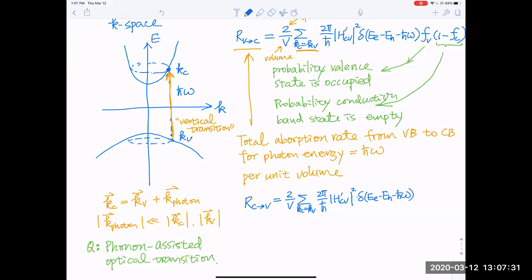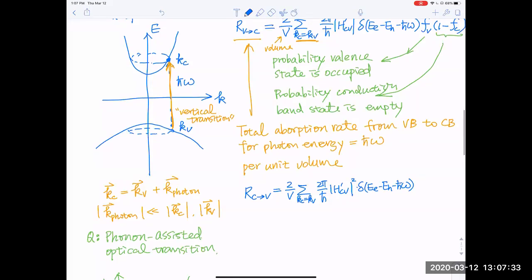Now the occupation probability will be the opposite. In order for emission to happen, we need to have the conduction band occupied, so simple Fermi-Dirac distribution here. The valence band needs to be available, otherwise the Pauli exclusion principle will forbid that transition from happening. So we will have 1 minus Fv here. So far, so good. Any questions on this?